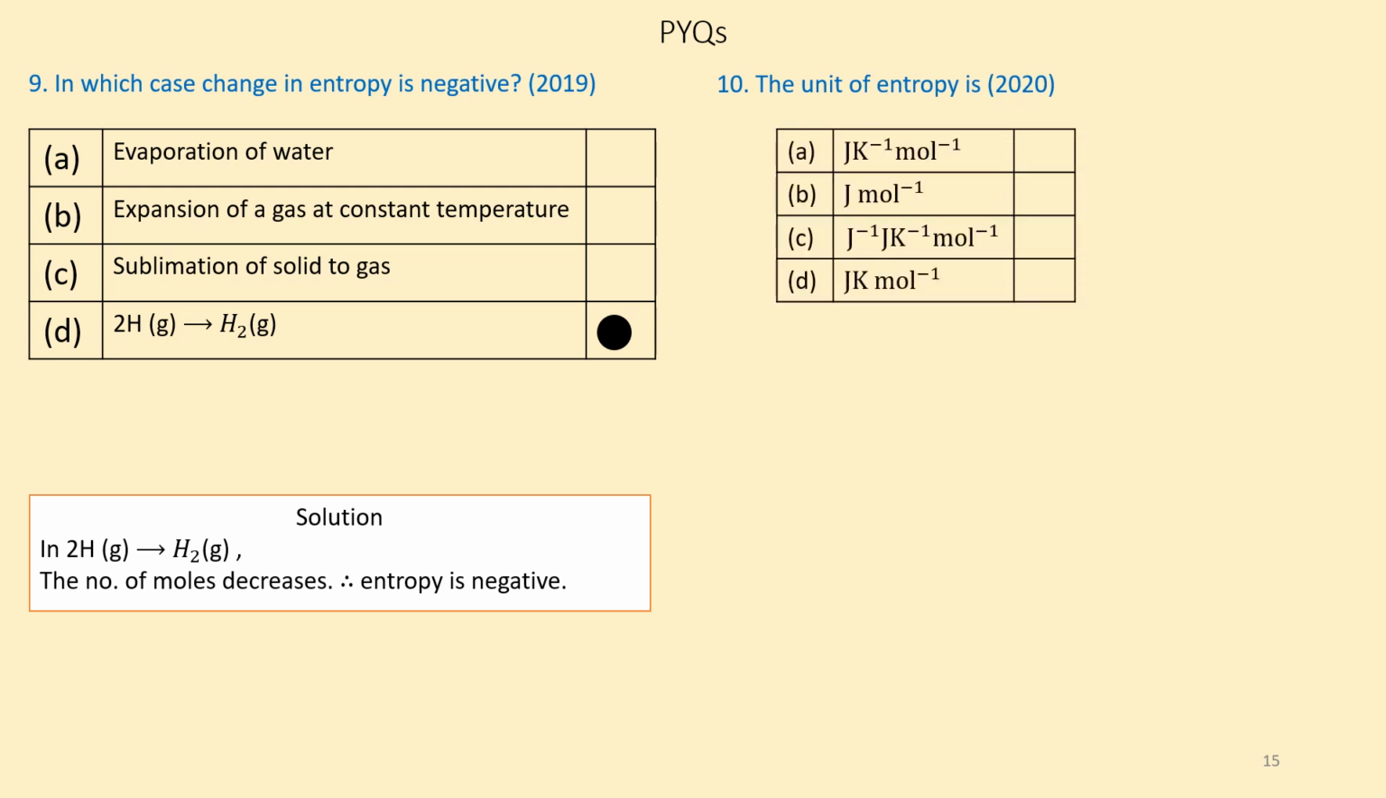Next question. The unit of entropy is, this is the question asked in 2020. 4 options are given: joules per Kelvin per mole, joules per mole, per joules, joule per Kelvin per mole, joule Kelvin per mole. The correct answer you have to remember and mark it as A.